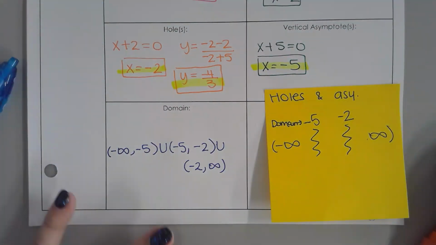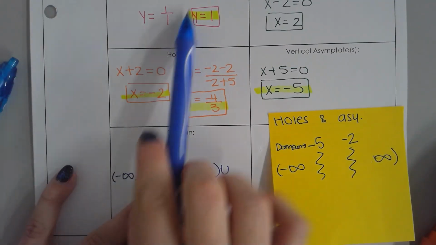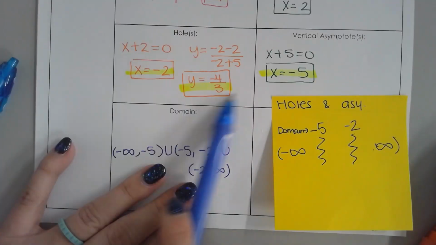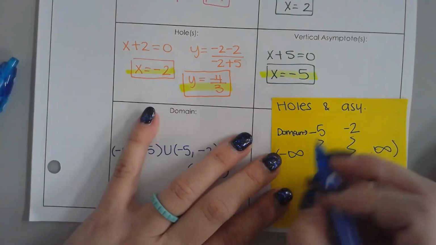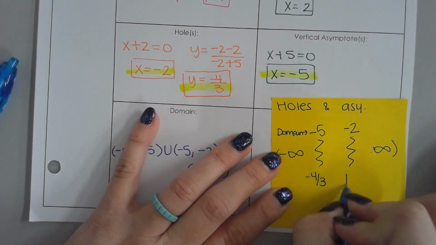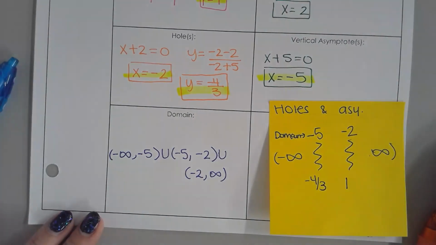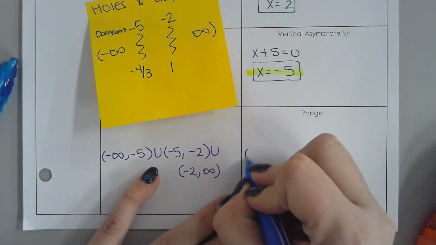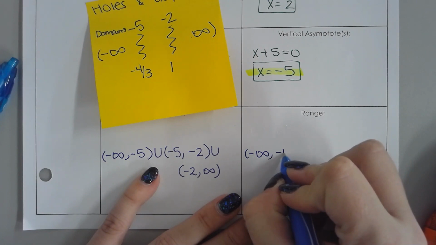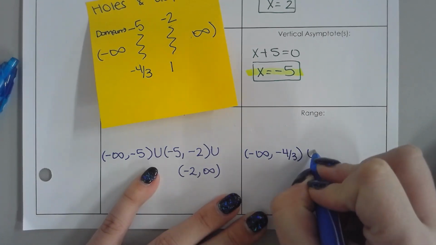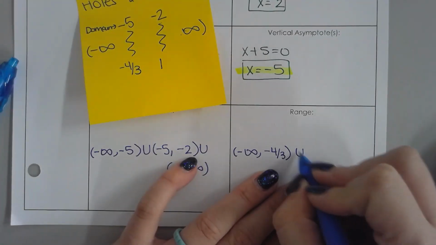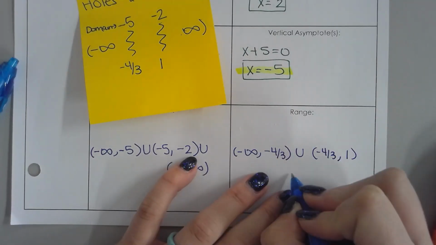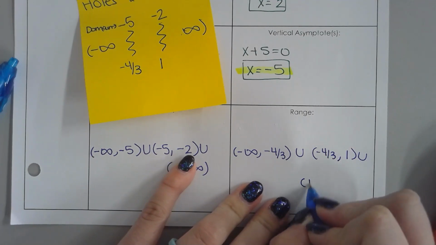Now your range, we have a break at the horizontal asymptote of 1 and then at negative 4/3. So the negative 4/3 goes first because it's less than 1. So your range is from negative infinity to negative 4/3. Have that break there. Negative 4/3 to 1, and then 1 to infinity.